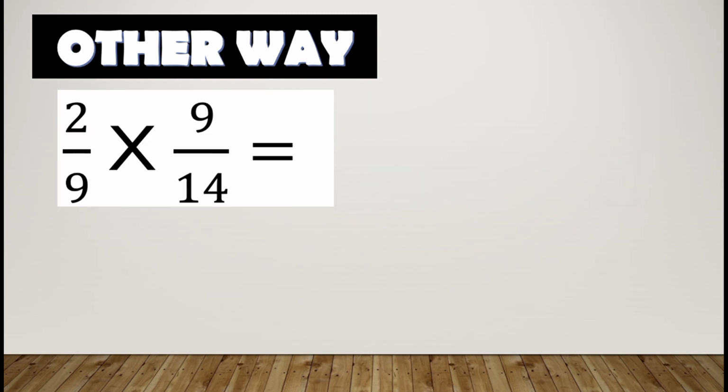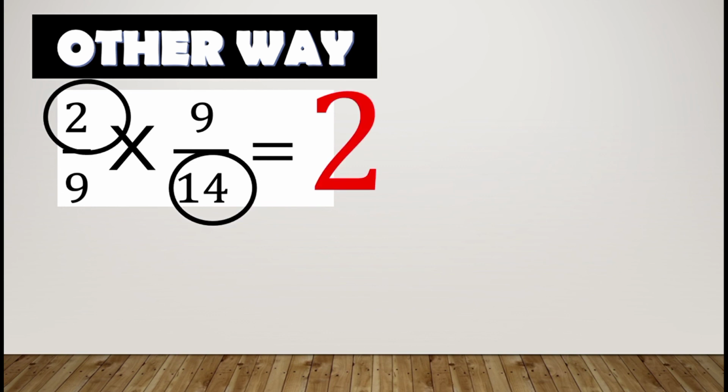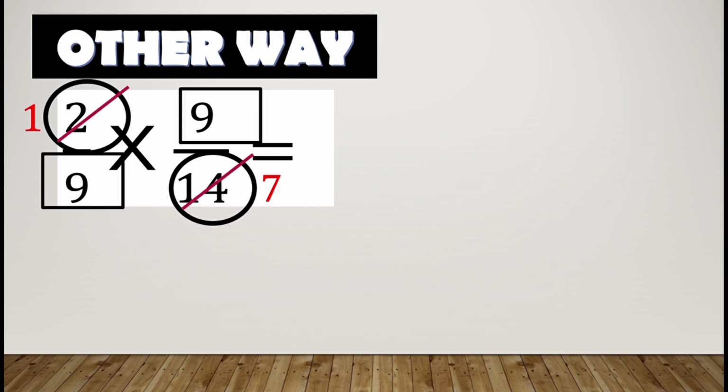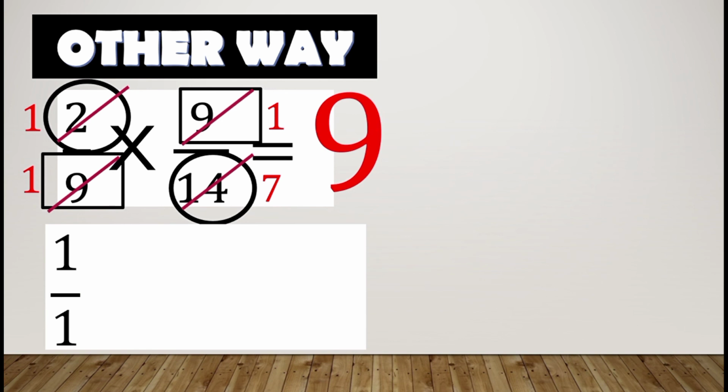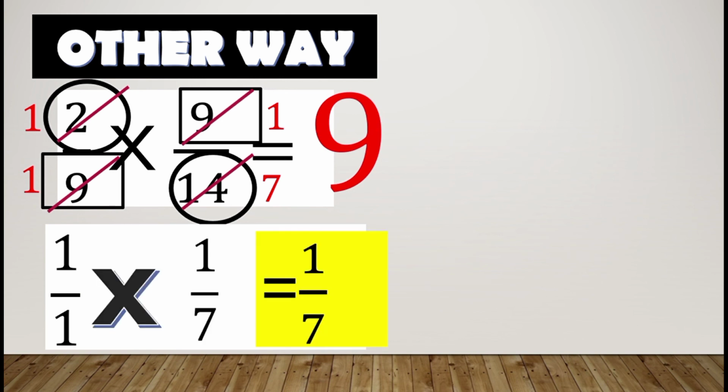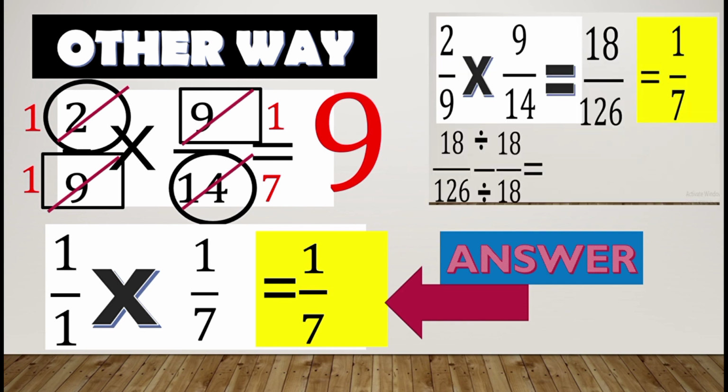Let's have 2/9 times 9/14. So 2 and 14 are both numbers divisible by 2. So 2 divided by 2, that is 1. 14 divided by 2, that is 7. While the 9s are both numbers divisible by 9. So simplifying it, the result would be equal to 1. Therefore, our new fraction would be 1 over 1, or simply 1, times 1/7. So the result is 1/7. Comparing it to our answer a while ago, the result is still the same, 1/7.